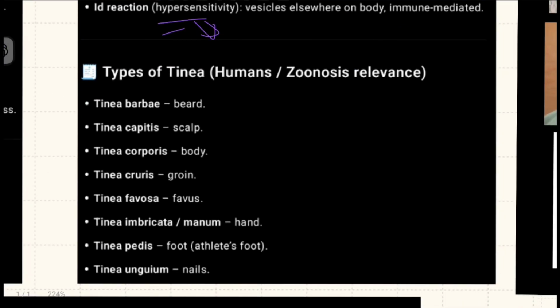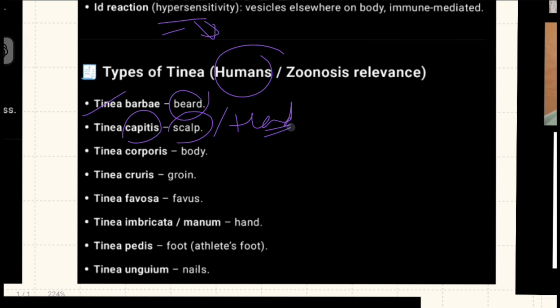When it comes to humans, specific terms are given for the lesions caused by these dermatophytes. Tinea barbae is the ringworm lesion in beards, and tinea capitis is the involvement of ringworm in the scalp region, that is the head. Tinea corporis is all over the body, tinea cruris is in the region of the groin, and tinea favosa is also in the region of the scalp.